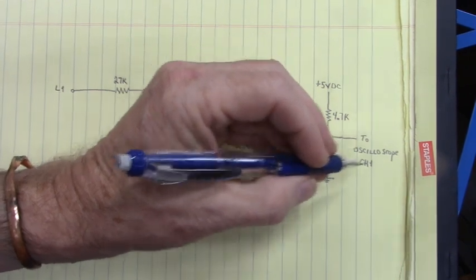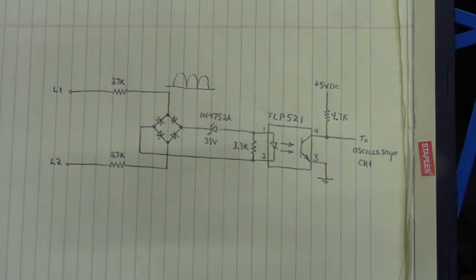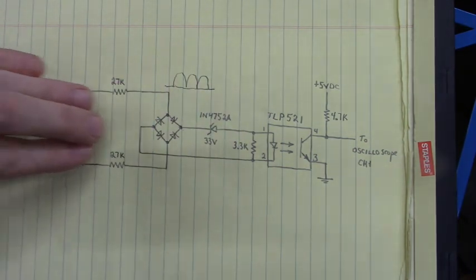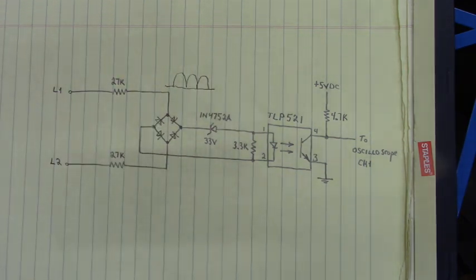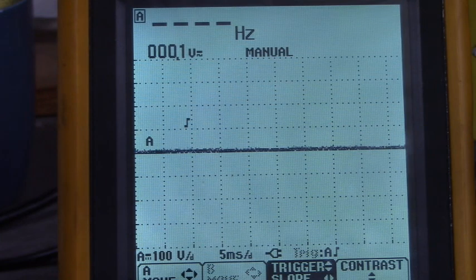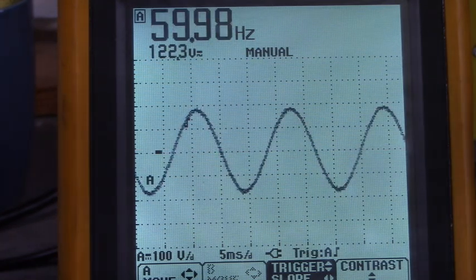Looking at that oscilloscope right there, channel 1, we're first going to look at the input side of that optocoupler. Look at those waveforms. Let's get close to that Fluke oscilloscope. The first thing we're going to look at is that 120 volts AC coming into our circuit. There it is right there. And you can see that that is 60 hertz.